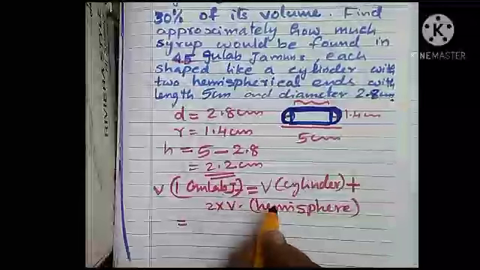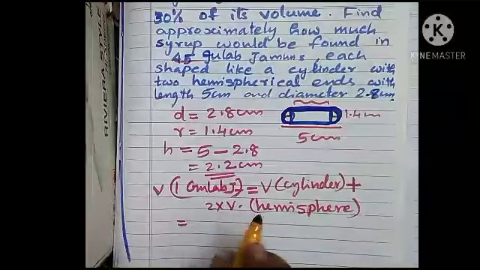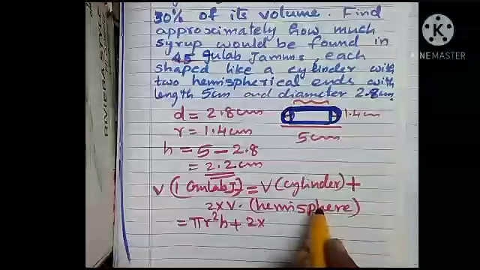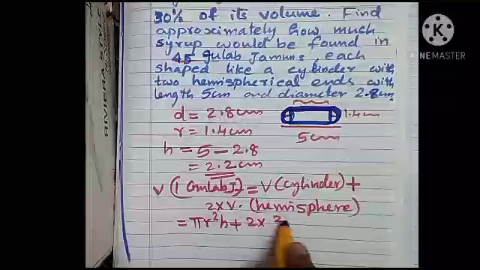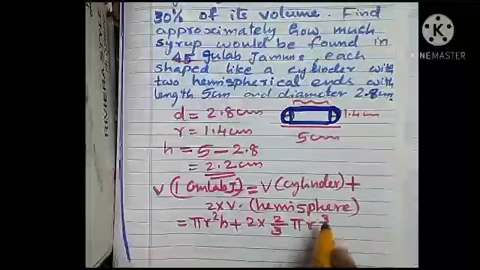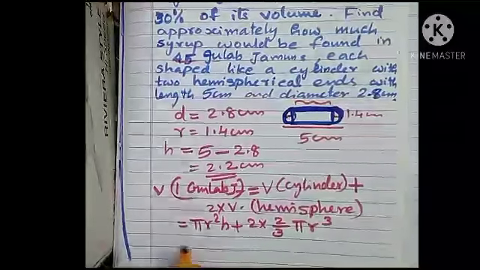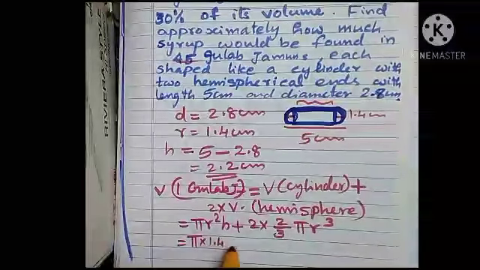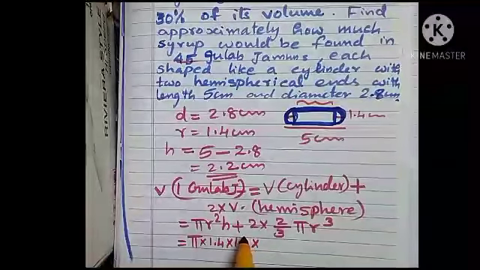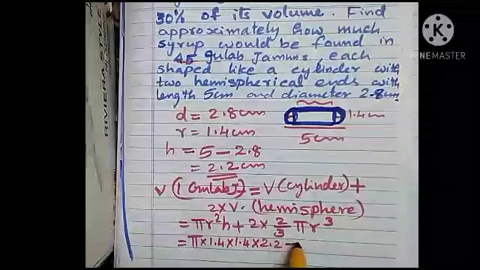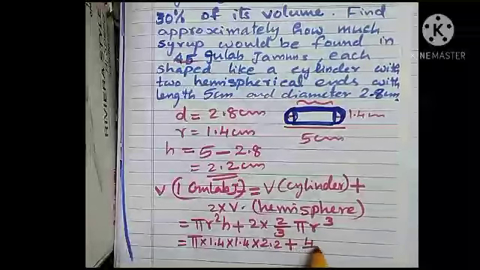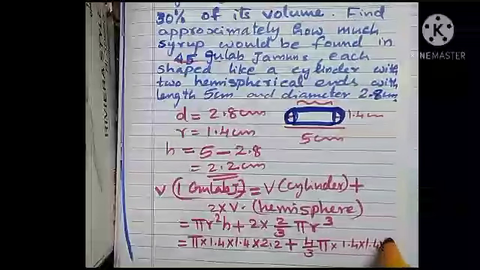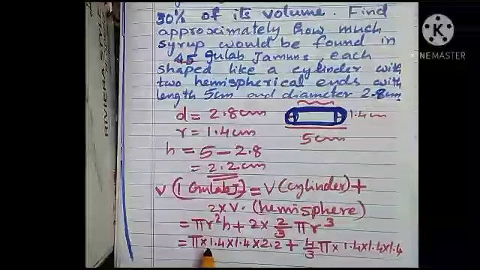What's the formula for finding the volume of the cylinder? Pi r square h. So, pi r square h plus 2 into the volume of hemisphere, which means 2 by 3 pi r cube. Understand? Now, that is equal to pi into radius r, 1.4, so 1.4 into 1.4 into h, the height, which is 2.2, plus 2 into 2 by 3, that is 4 by 3 pi, then r cube means 1.4 into 1.4 into again 1.4. Then we can find the answer.